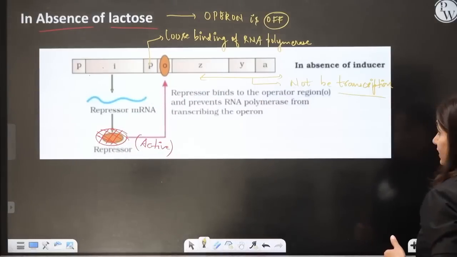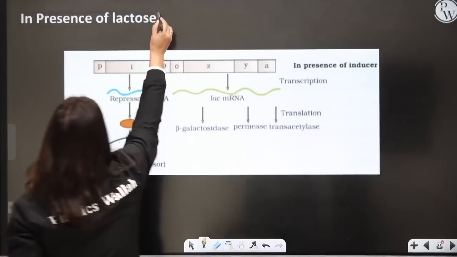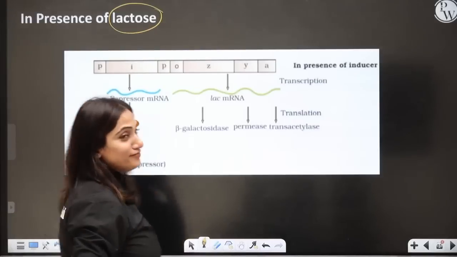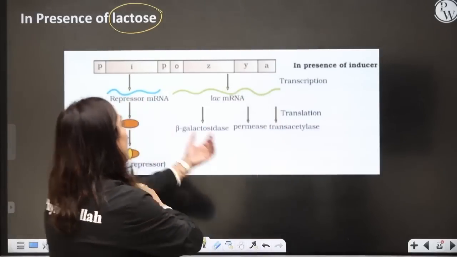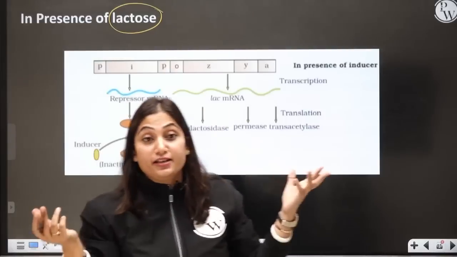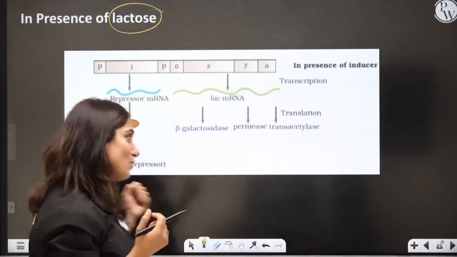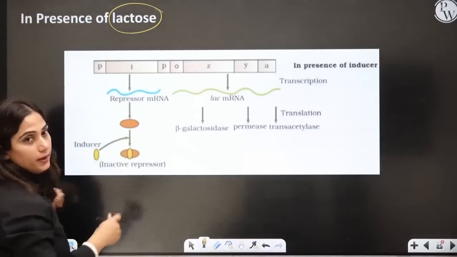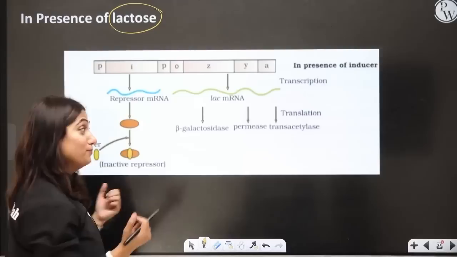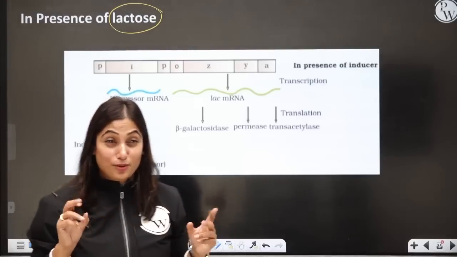Now let's discuss the other case when lactose is present in the medium. When lactose is present in the medium, it will take the lactose from the medium, and when the food is taken, it needs to be digested also. So the function of the I gene is to always form the repressor protein. It will form the repressor protein. But now there is some problem.